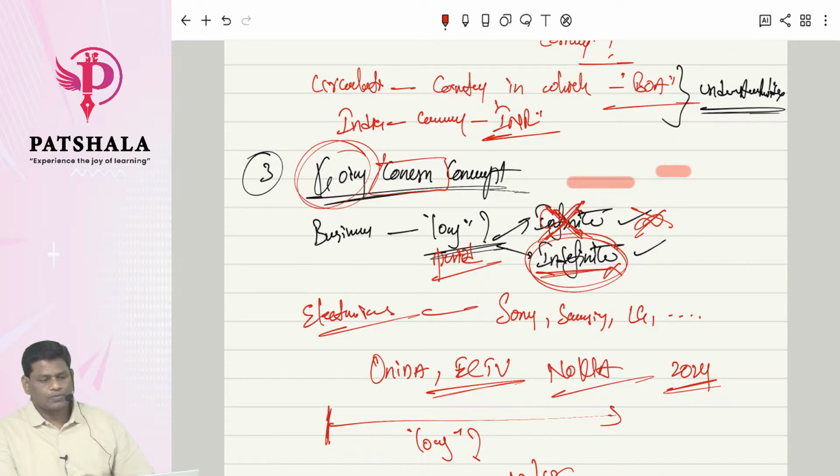Next point. No business starts with the intention to close tomorrow. Full stop. Continue. It is assumed to have a long life.